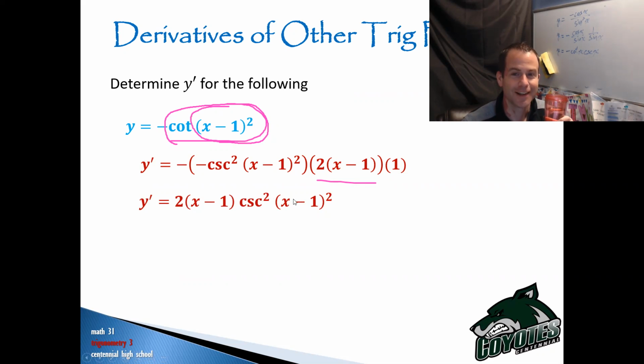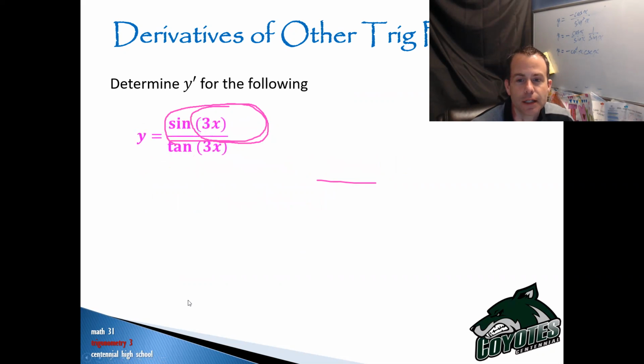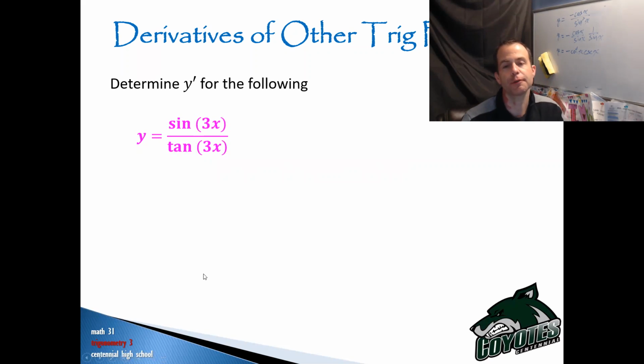Cosecant squared of x minus 1 squared. Okay. Isn't this fun? Okay. Sine of 3x over tan of 3x. Now, personally, I would probably want to see if I can simplify this before I start calculating the derivative of it.